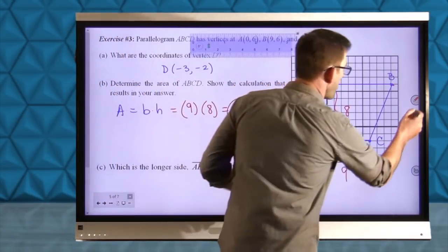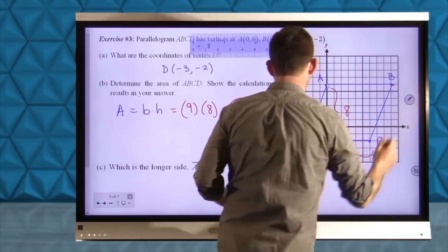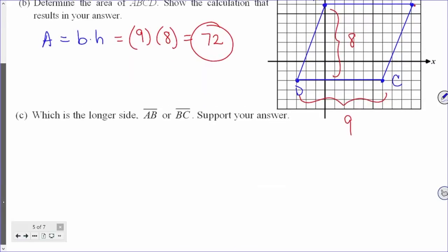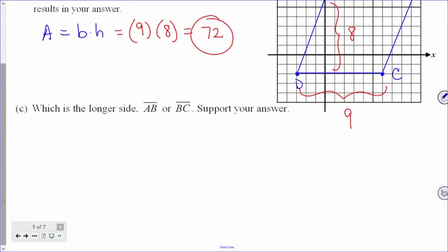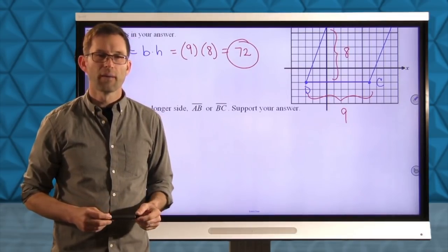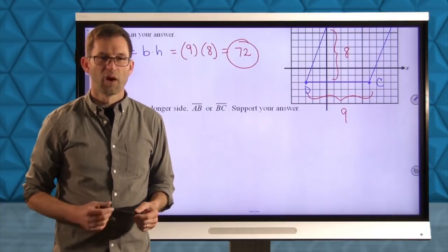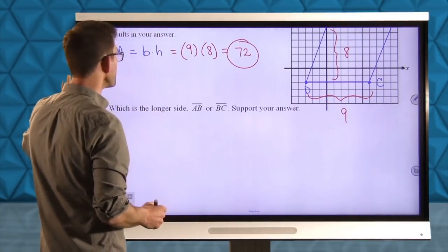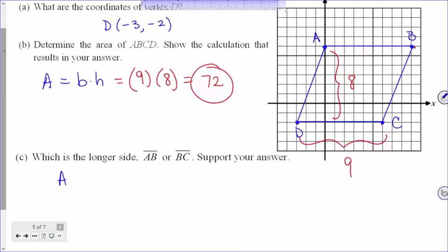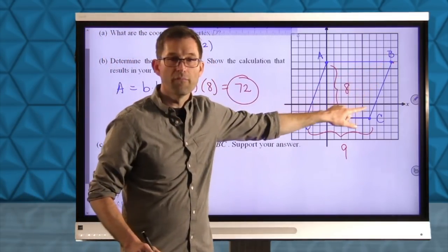Now, one last piece of this problem, just as a little bit of review for us. Last part of this problem, letter C. Which is the longer side, AB or BC? Support your answer. All right, without using a ruler, tell me which side is longer. Take a little bit of time to figure this out. All right, well, let's take a look. One thing that we know for certain is that AB is 9 units long. Okay?